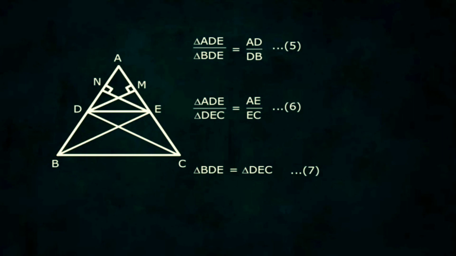Now from our equations 5, 6 and 7, what do we get? AD by DB is equal to AE by EC. And that's exactly what the Basic Proportionality Theorem says. Hence proved.